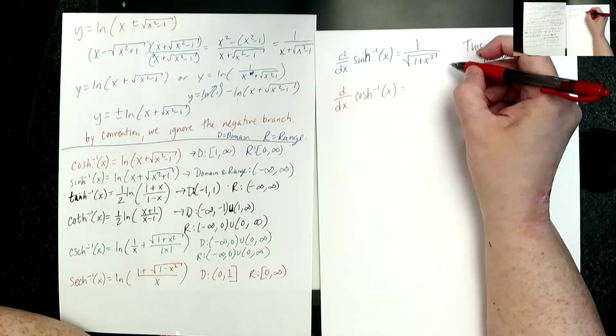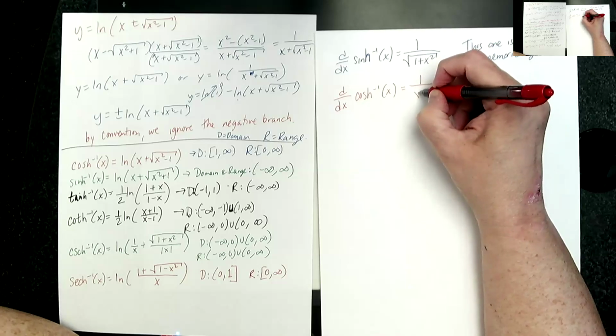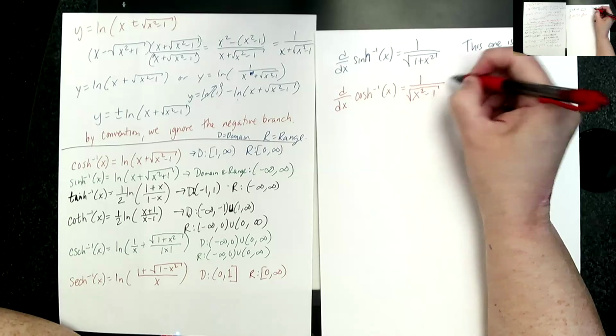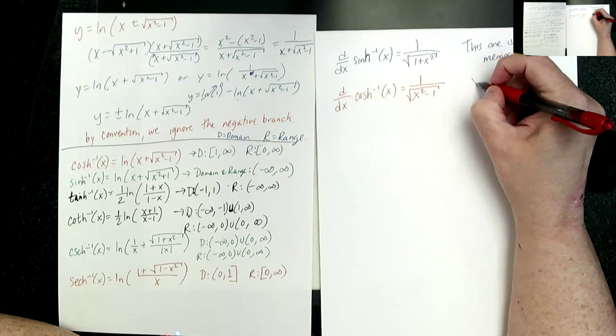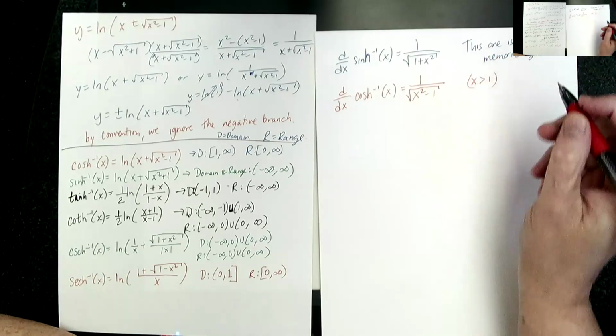This is 1 over the square root of x squared minus 1. And we require x to be greater than 1 here to be in the domain.